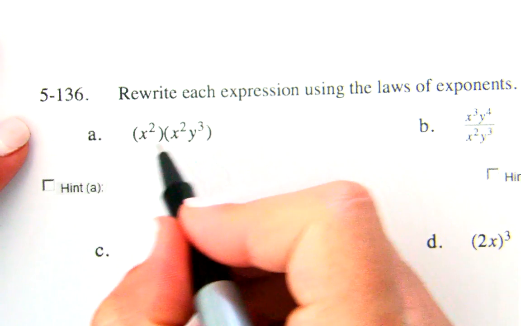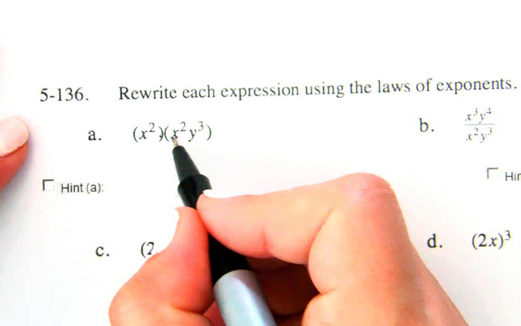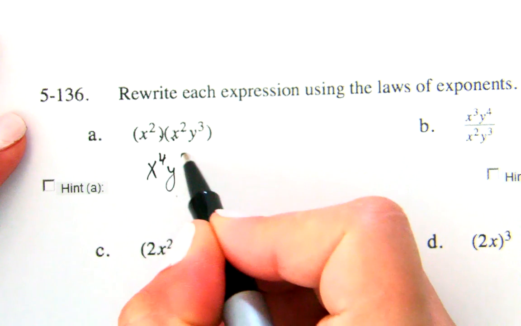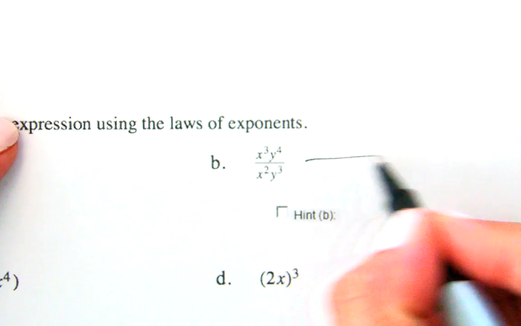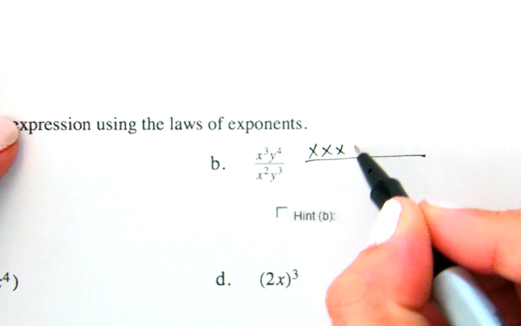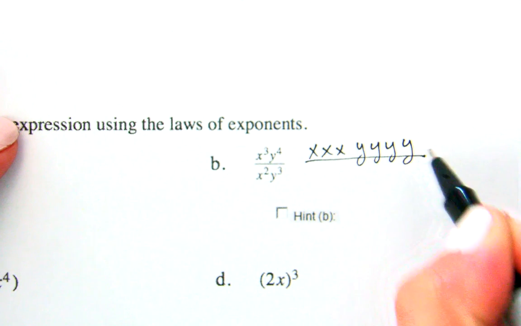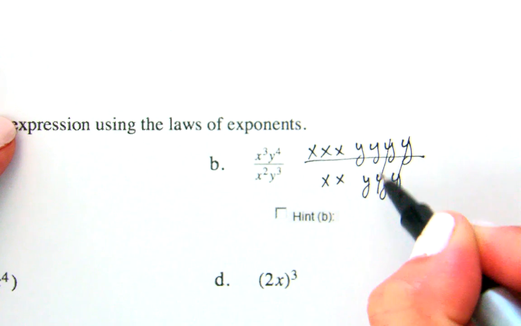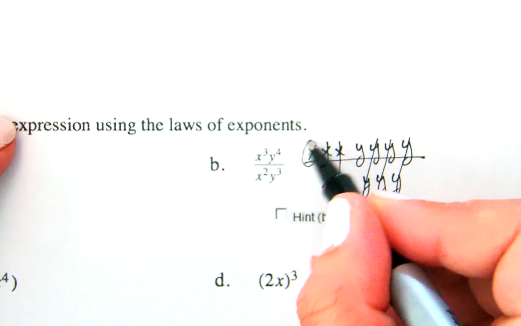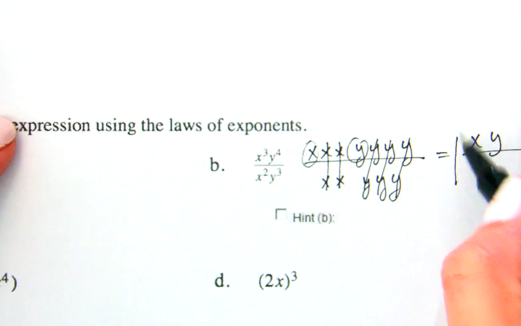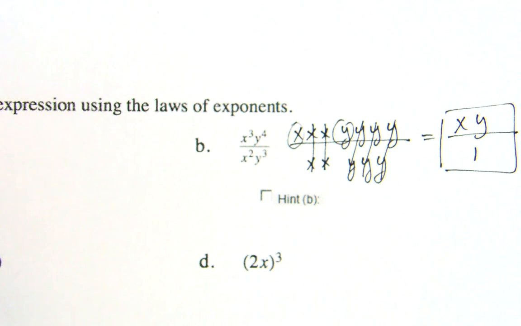So we have x squared times x squared, so that gives me x to the 4th, y to the 3rd. Okay, end of that one. I have 3 up here, 2 up there, so I'm left with x, x, x, y, y, y, y. These cancel out, these cancel out. I'm left with an x and a y in the numerator. Right? And we're good to go. Okay.